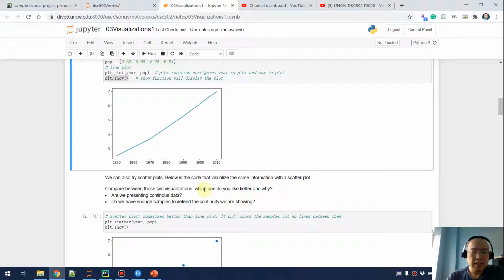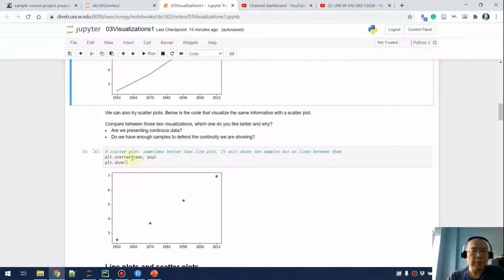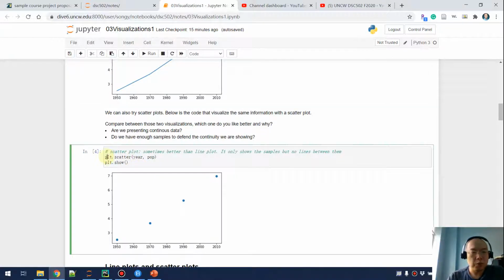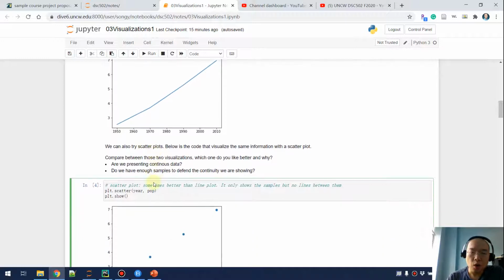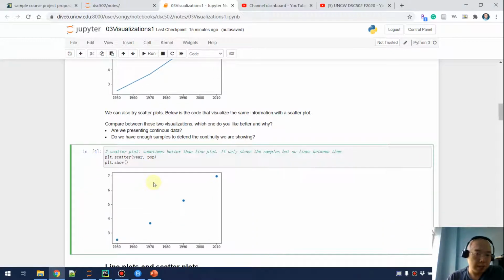Another argument I want to ask is, how about we make it a scatter? So if you want to do plot.scatter, and again, year as the x-axis and the population as the y-axis, we have a scatter plot. And my question is, which one do you like better? The line chart or the scatter plot?